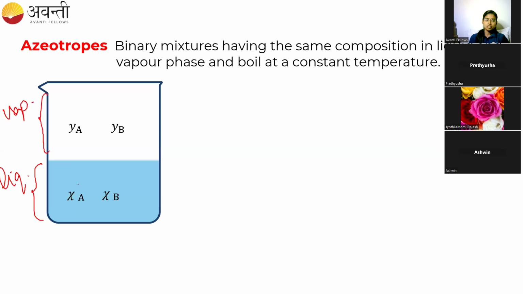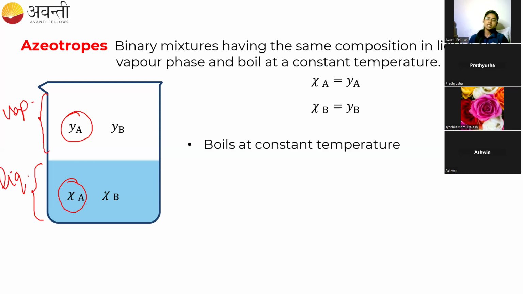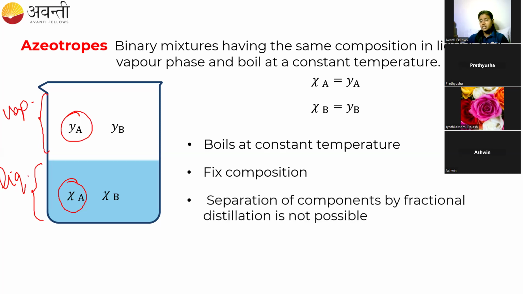So this is the composition of A in liquid phase. This is the composition of A in vapor phase. If XA is equal to YA and if XB is equal to YB, and if the solution boils at a same constant temperature, then it is called an azeotropic mixture. Okay. So they will have fixed composition, and the separation of the components A and B present inside the container by fractional distillation method is not possible.